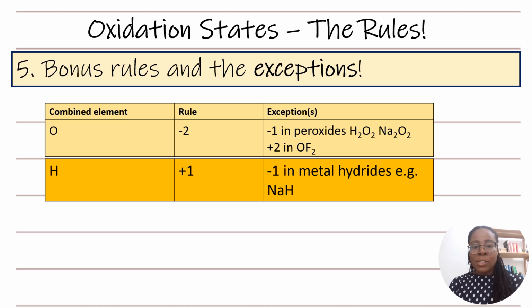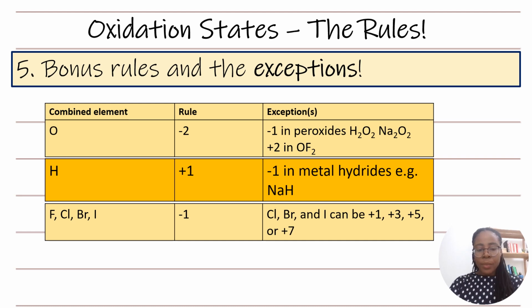Hydrogen almost always has the oxidation state of +1, except when it's directly bonded to a metal in a metal hydride, where it has the oxidation state of -1. The halides, so fluorine, chlorine, bromine, and iodine in compounds, almost always have the oxidation state -1, although saying that, they really don't. Fluorine is actually the only one that is always -1. The other three could be +1, +3, +5, or +7. So we would have to work it out based on the oxidation states of what they're bonded to. Fluorine is the only one that is always -1.